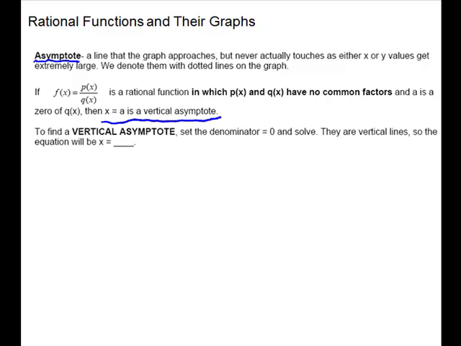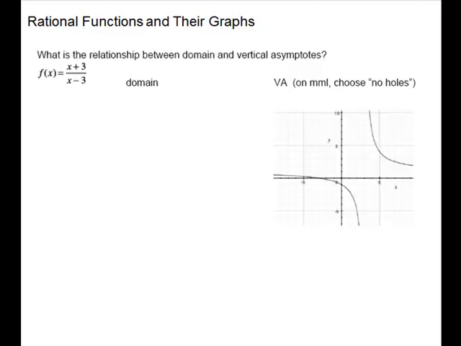So to find the vertical asymptote, set the denominator equal to 0 and solve. They are vertical lines, so they will be of the form x equals your constant, whatever it is here. Our next question asks, what is the relationship between the domain and the vertical asymptotes? Well, the things that you're throwing out of the domain are actually what makes the vertical asymptotes. So for this problem, we set x minus 3 equal to 0.